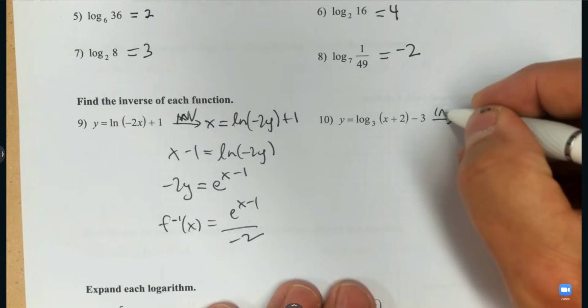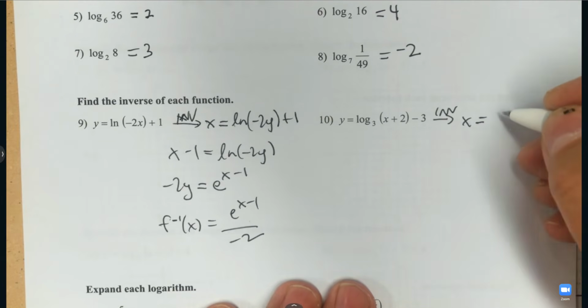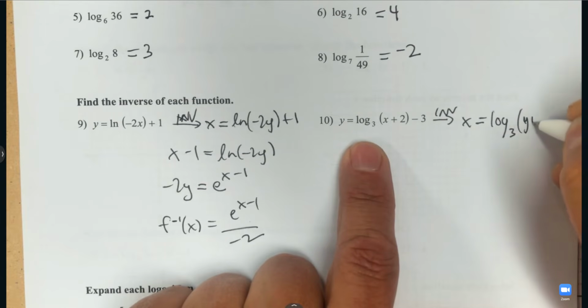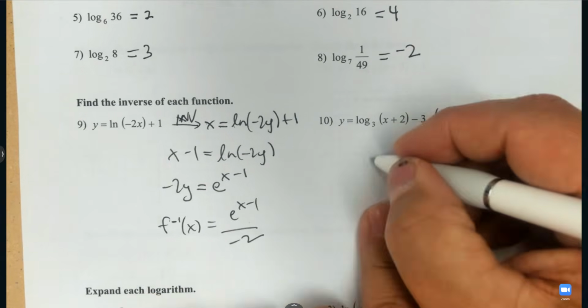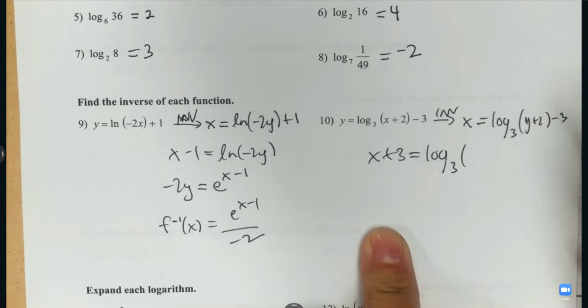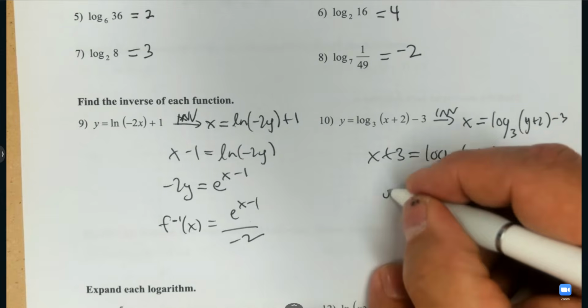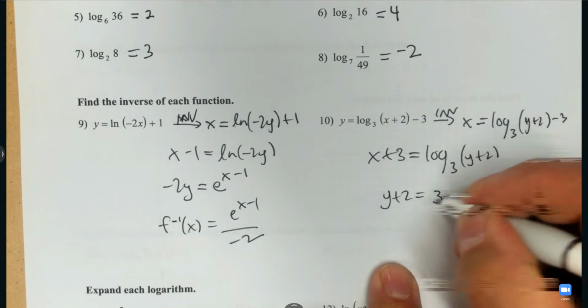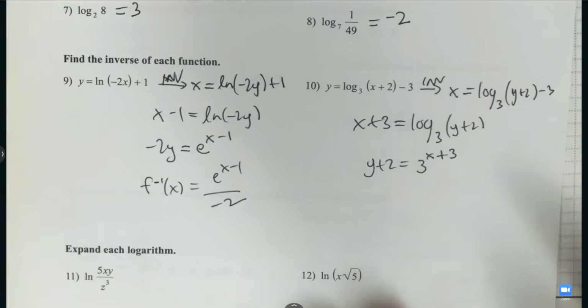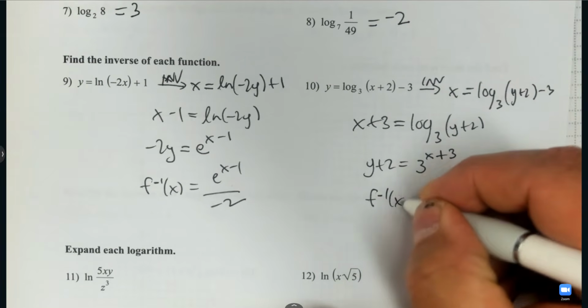Same thing here. We will inverse this. X equals y plus 2, take away 3. So we're going to add 3. Now the logarithm is isolated. So what's inside the logarithm? The base, and then the exponent, x plus 3. Then to get y by itself, subtract, and you have the inverse.